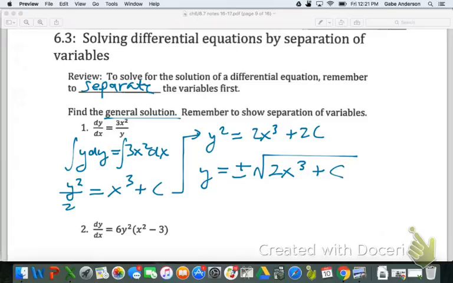Sorry, I think you might have just said this, but do we have to put the plus c in the square root? It does have to be in the square root, yeah. And the reasoning would be this: when you square root the left side, you have to square root the entire right side in its entirety.